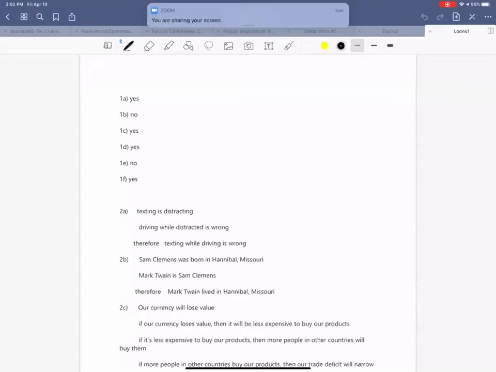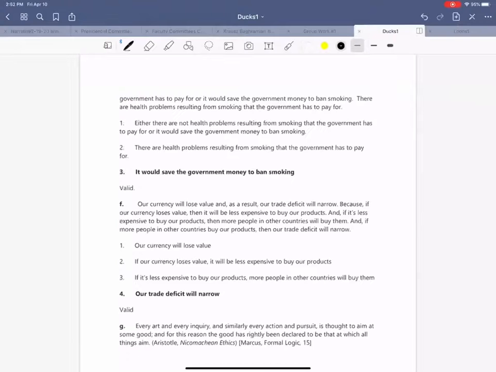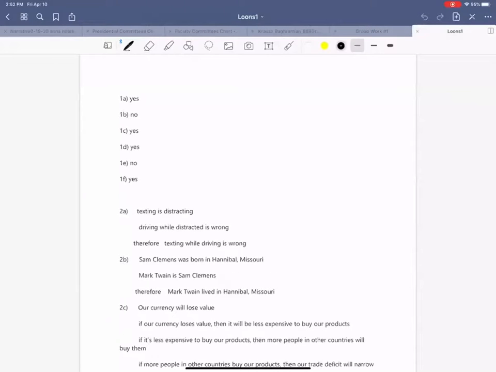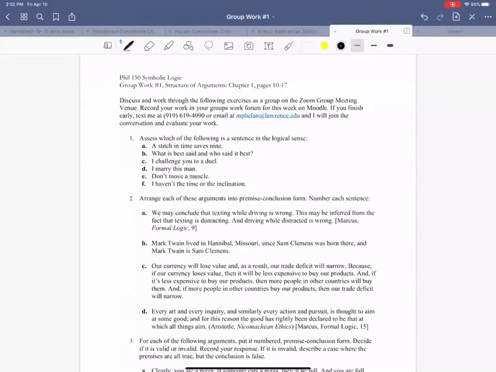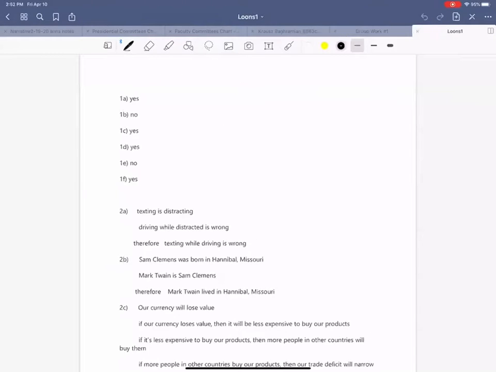All right, so here's your group work from Wednesday. Okay, so here are sentences. A stitch in time saves 9. Is this a logical sentence? Is it capable of being true or false? And the answer here is yes, it is capable of being true or false, right? It may be the case that a stitch in time saves 9, but it may not be the case. It may be that a stitch in time saves only 3, or that it saves no other stitches, or it saves more than 9.